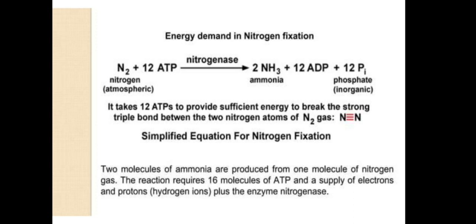Energy demand in nitrogen fixation. N2 nitrogen atmospheric plus 12 ATP, adenosine triphosphate, that is converted by the dinitrogenase into 2NH3 ammonia plus 12 ADP, adenosine diphosphate, plus 12 Pi, inorganic phosphate. It takes 12 ATPs to provide sufficient energy to break the strong triple bond between the two nitrogen atoms of N2 gas, N triple bond N. It is the simplified equation of nitrogen fixation.